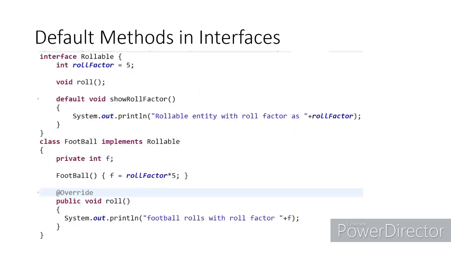Okay. For example, let's say suppose here there is an interface rollable. Initially when I created the rollable interface, it only had abstract methods: roll and one more abstract method, bounce. So two abstract methods were there, roll and bounce. And I had created a football class which was implementing the abstract methods roll and bounce. There was no default method at that point of time. Default was not there in the picture. Say this is a time which is before Java 8. And so the show roll factor method was not there. That functionality was not there.